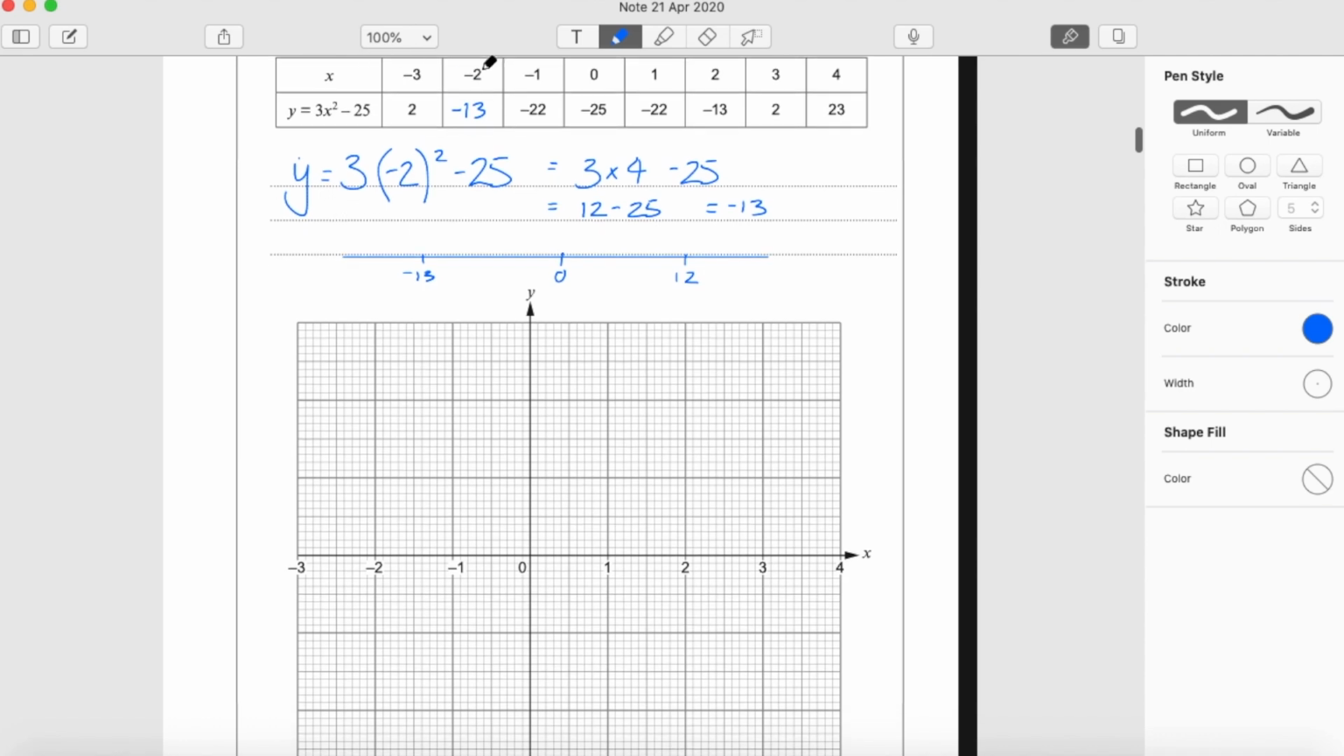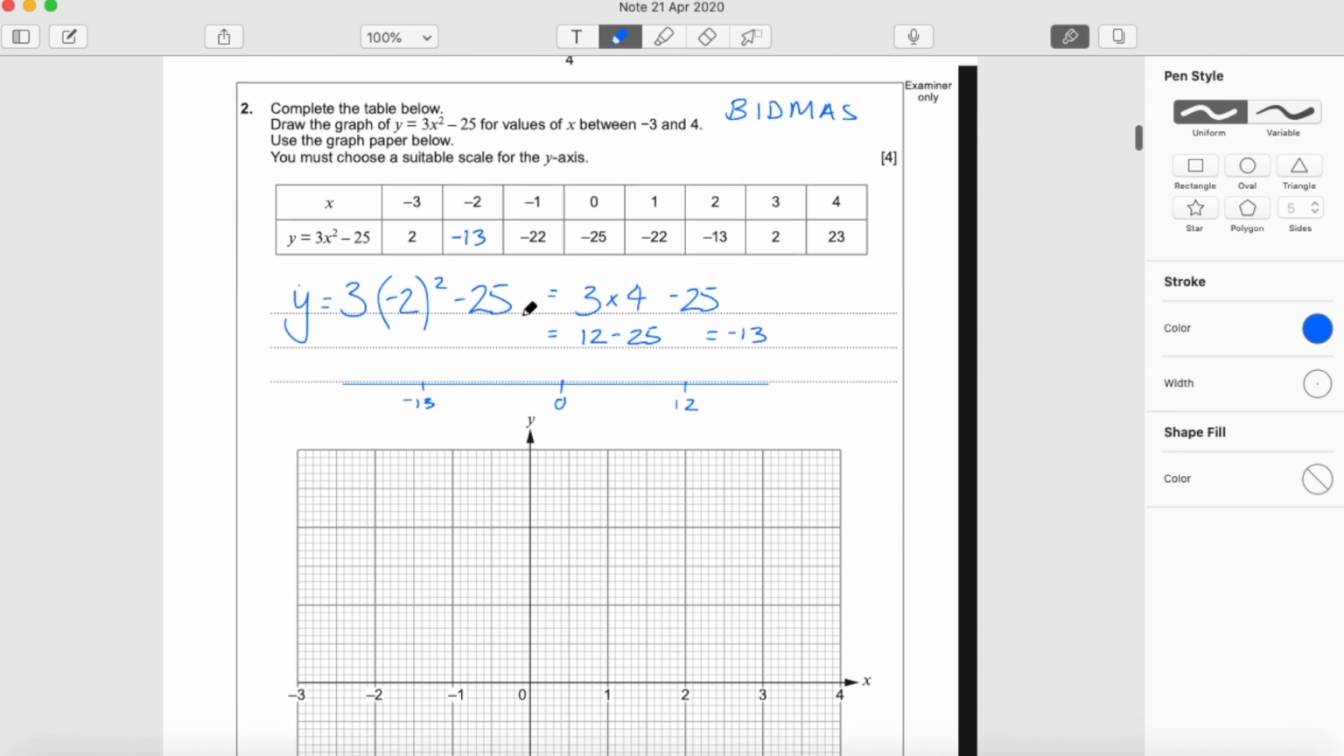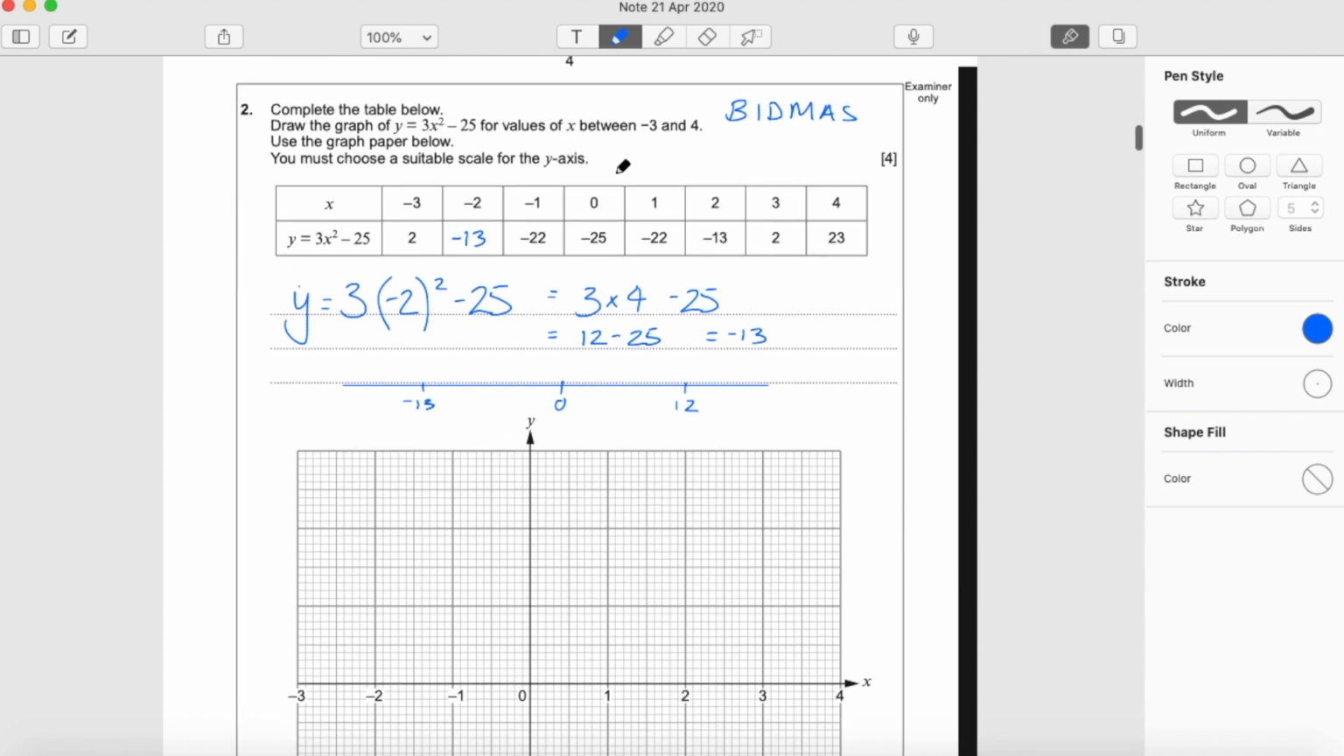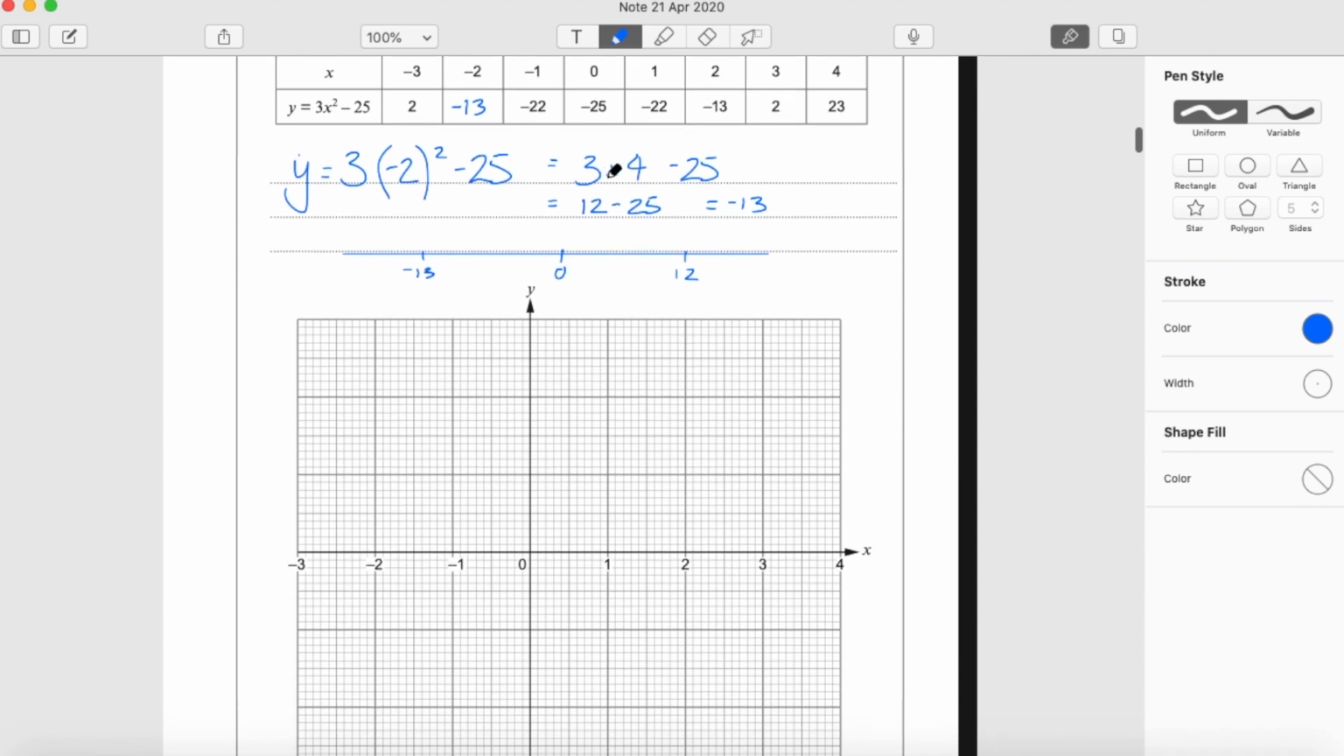And now we need to plot these values onto our graph paper below. So minus 3 and 2. Okay, so there's no scale on the y-axis, which is this part of the question. You must choose a suitable scale for the y-axis. So what I'll do here now is look at the y values, and we have quite a big range. We have 2 all the way down to minus 25 and all the way up to 23.